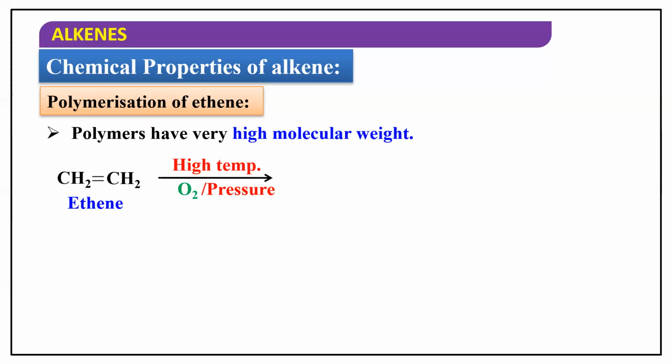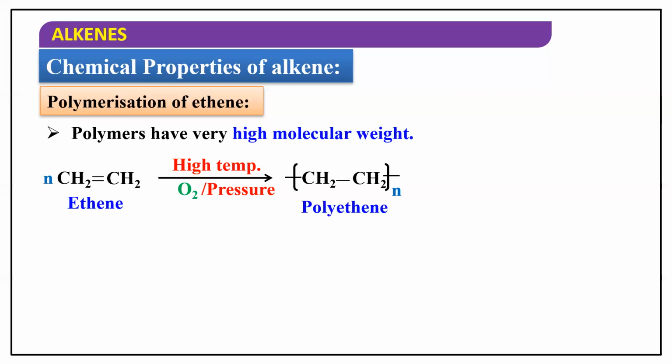Ethene at a very high temperature in the presence of oxygen and pressure. So you need high temperature, pressure, and oxygen. N molecules of ethene will give us a long chain which is indicated like this. So you see the brackets there. Inside the brackets, I have CH2 single bond CH2. And this is the unit that repeats n number of times to form a long chain.